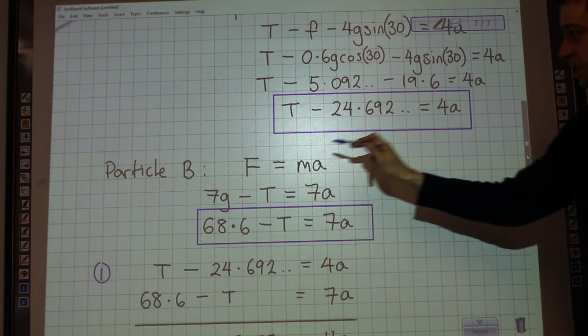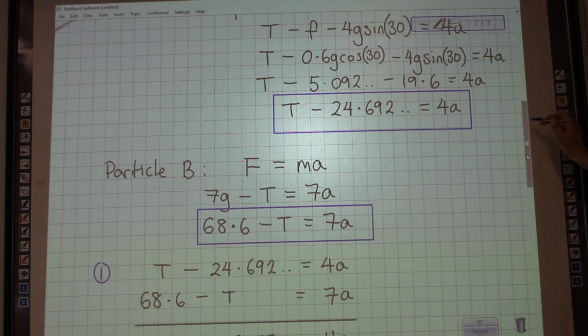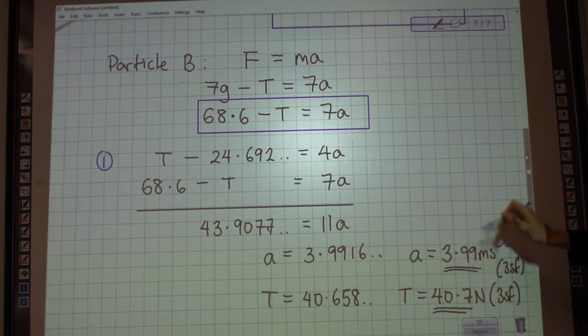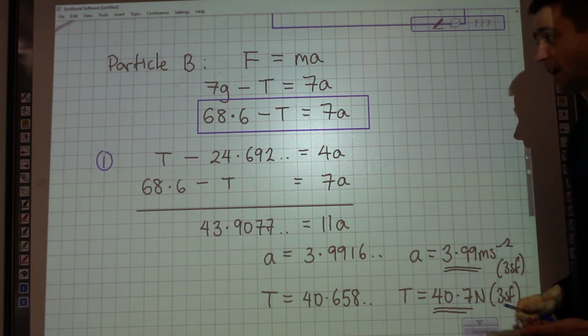Once we'd done that, we did an equation of motion for B. We then solved those two equations simultaneously, and that gave us our value of a and our value of T.